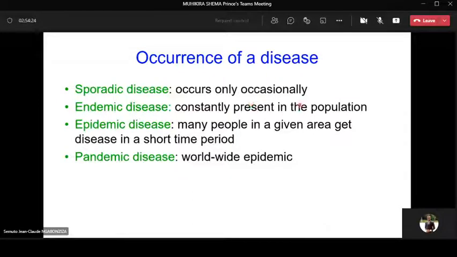Sporadic disease occurs occasionally, endemic disease is constantly present in the population, epidemic, and all these can be characterized in microorganisms. Pandemic means they are all over the world. Now we have the COVID pandemic, but some other bacteria are also worldwide. Let's say TB is worldwide, although some areas are more affected than others, but in general, it's global.